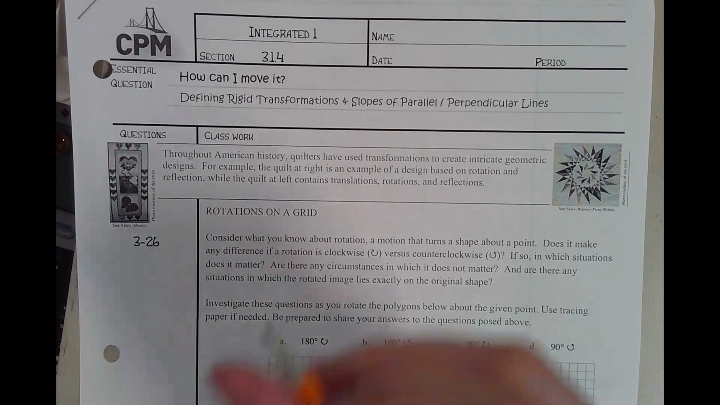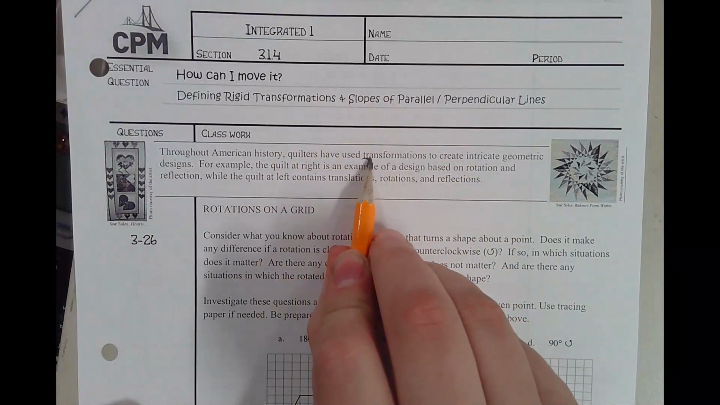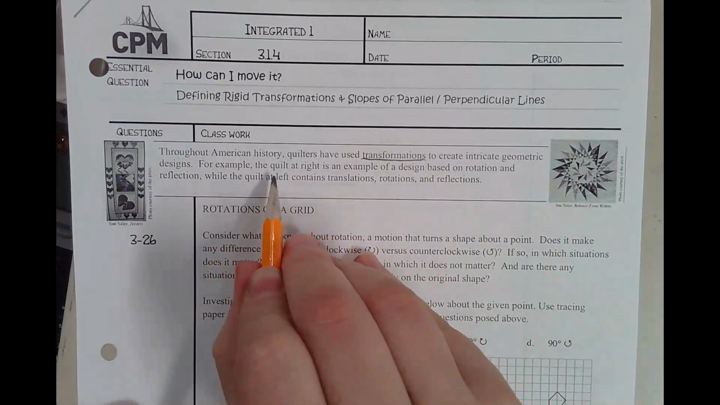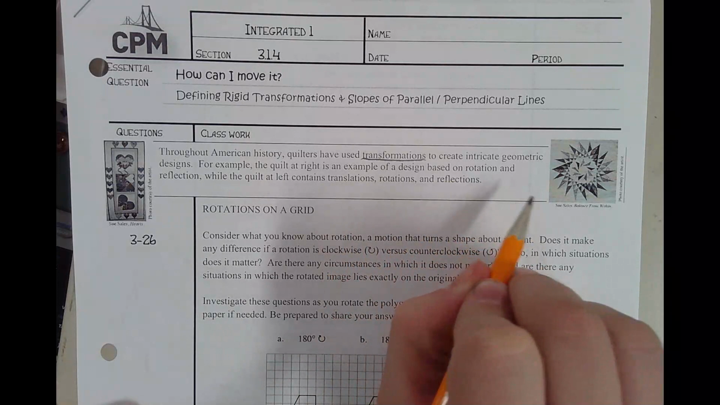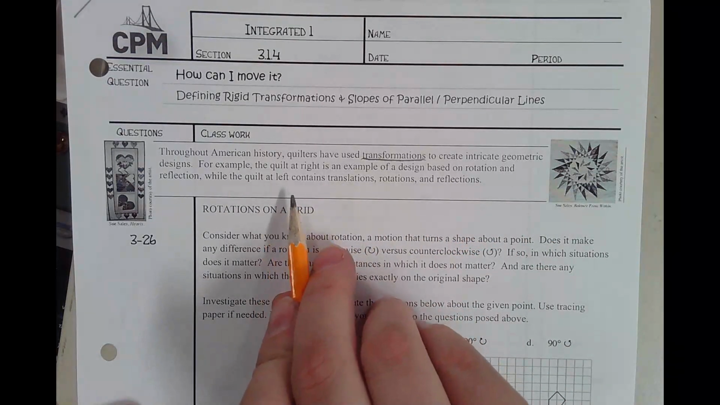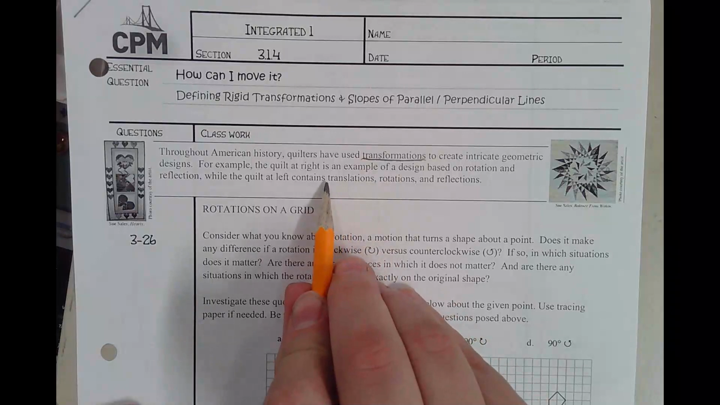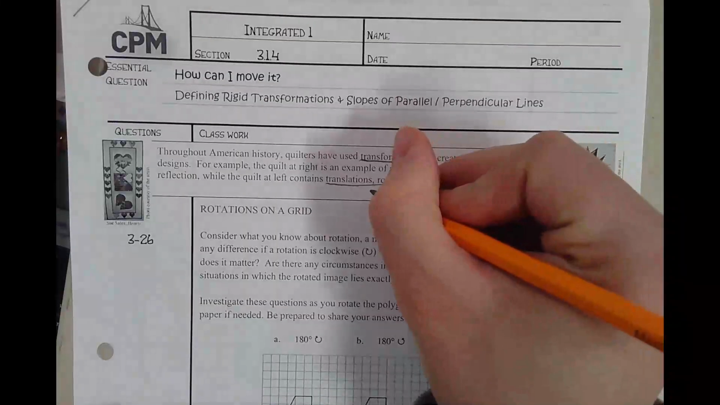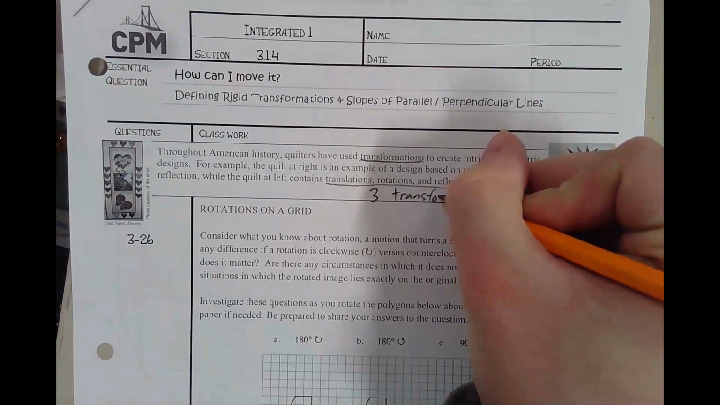Throughout American history, quilters have used transformations to create intricate geometric designs. For example, the quilt at right is an example of a design based on rotation and reflection, while the quilt on the left contains translations, rotations, and reflections. Those are the three types of transformations that we focus on in Integrated 1.